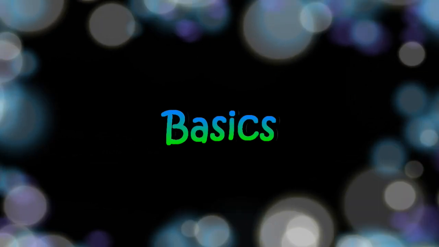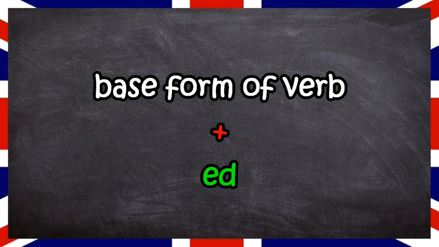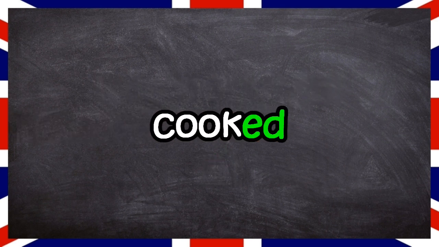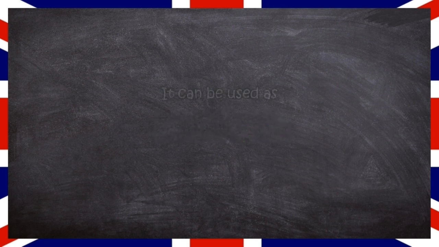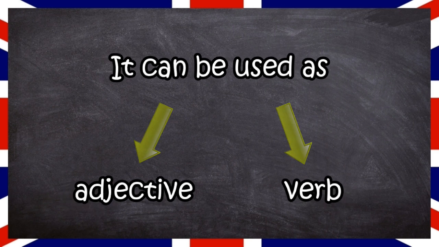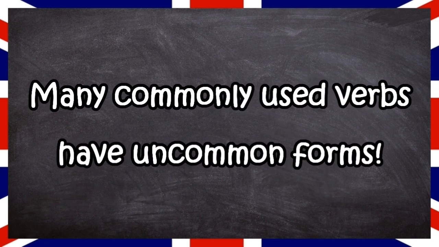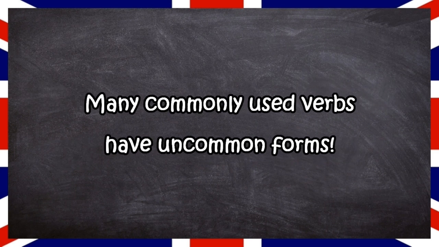Let's start with the basics of the past participle. You take the base form of the verb and add -ed. For example, cooked. You can use it as an adjective and as a verb. Many commonly used verbs have uncommon forms, so be careful.